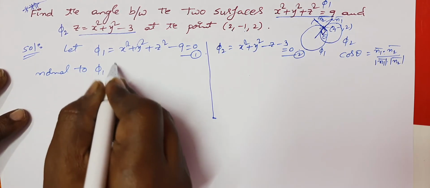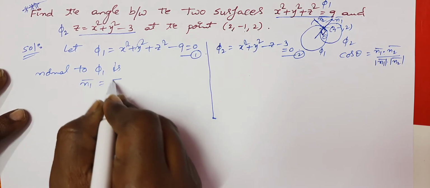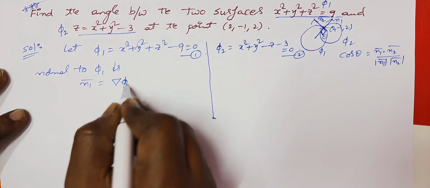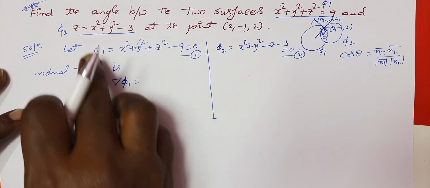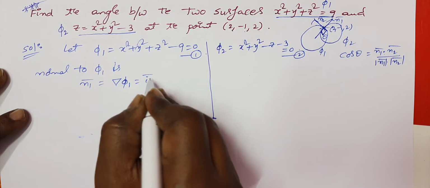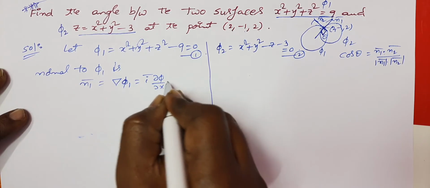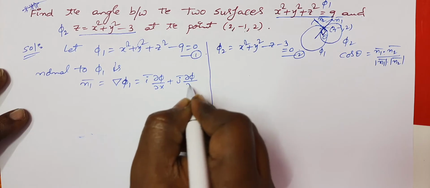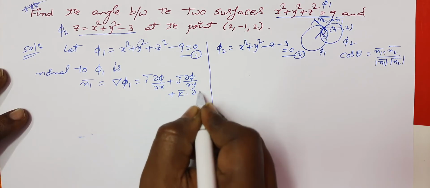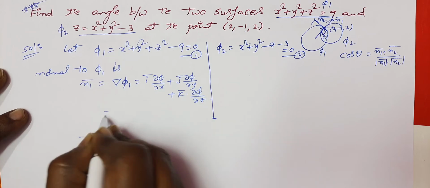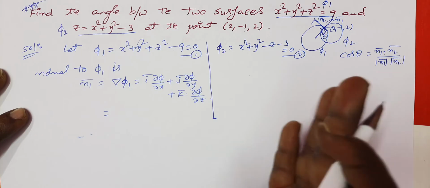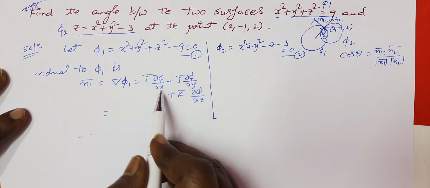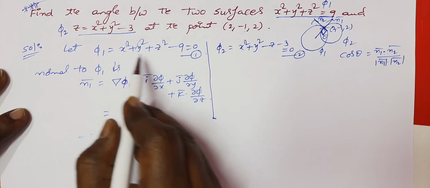The normal to phi 1 is n1 bar equal to del phi 1. I already discussed in the earlier problem that del phi 1 gives the normal to phi 1. It would be i bar into dou phi by dou x plus j bar into dou phi by dou y plus k bar into dou phi by dou z. For vector differential operators, students should have knowledge of partial differentiation. Whenever we take the partial derivative with respect to x, except x the remaining are all constants.